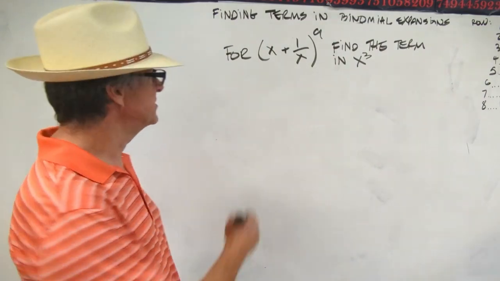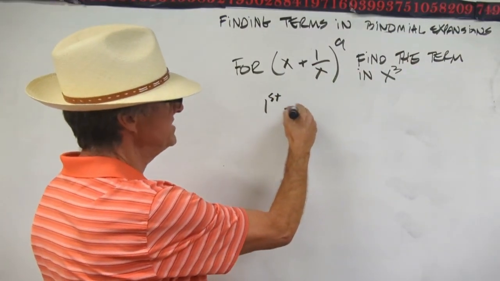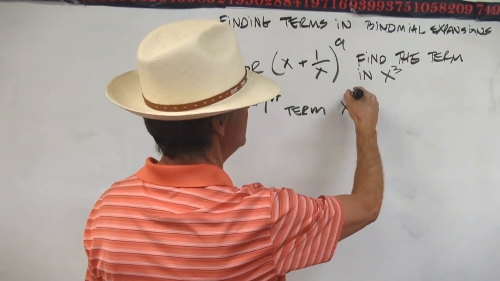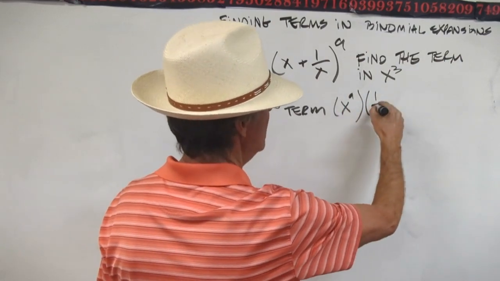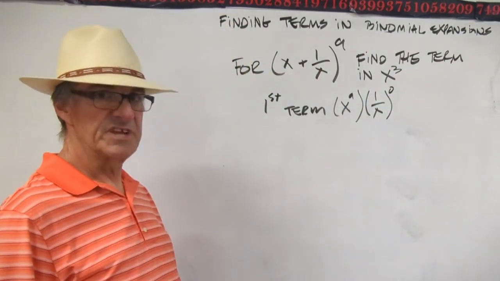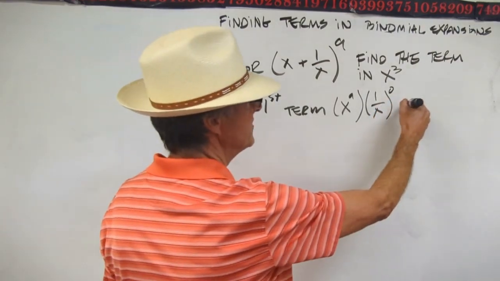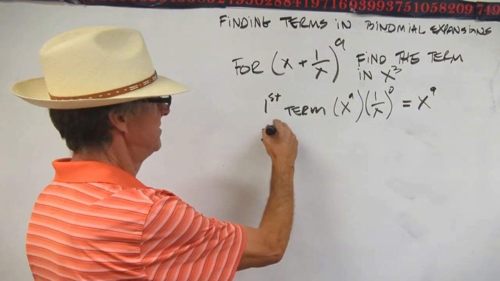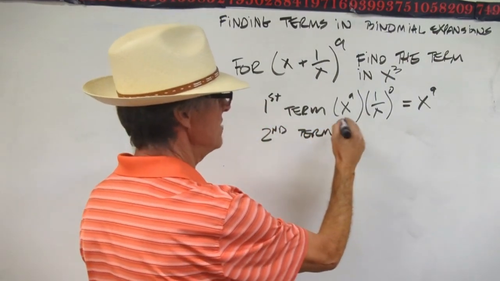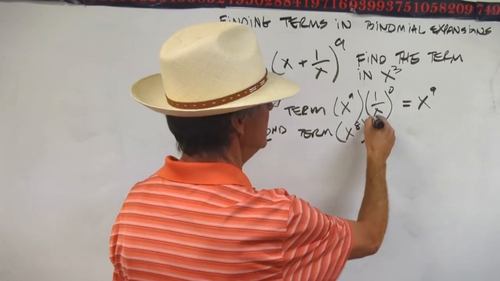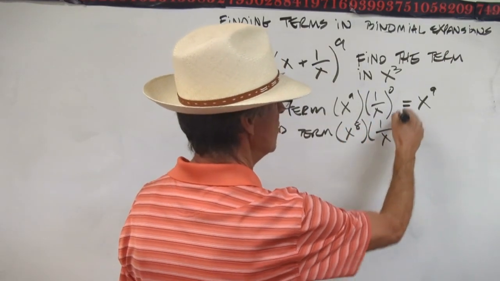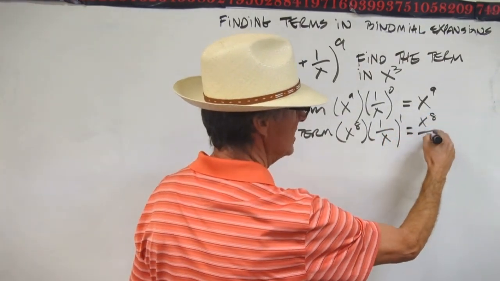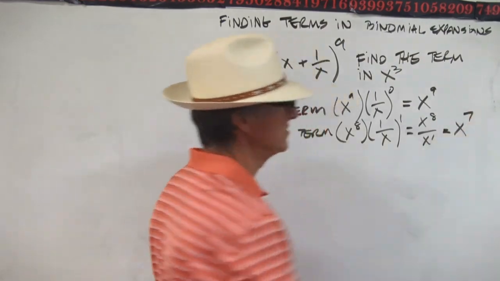So let's check this out. I'm going to do this way. First term. What is that? That's going to be, according to our theorem, x to the 9th times 1 over x to the 0. We're just counting down. We're just using our binomial theorem. And so this is just going to be x to the 9th. Okay? Our second term, we're just going to count down. So this is going to be x to the 8th times 1 over x to the 1. So this is x to the 8th over x to the 1, which is x to the 7th power.